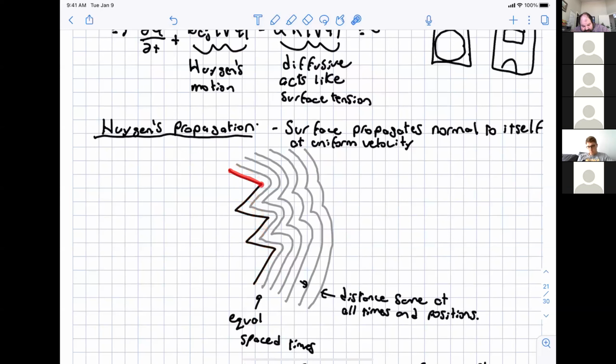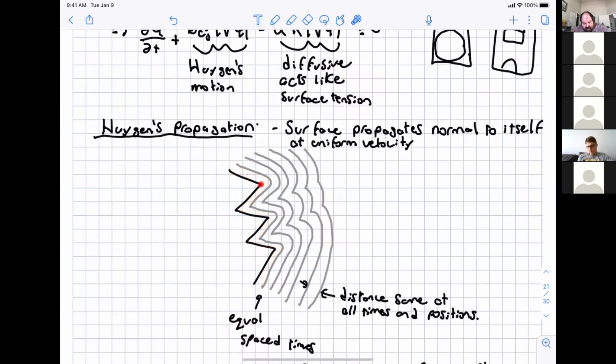So if I have, say, a jagged surface like this, and every point on the surface propagates normal to itself for a time delta t, that means if I draw the new position of the surface, the distance from any point on the new surface to the old surface is the same. And so the thickness of this band here, even though I can't really draw it, will be the same everywhere. That's what Huygens motion looks like.